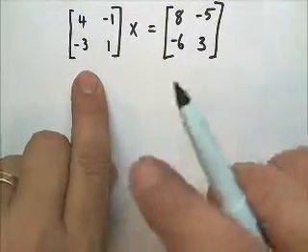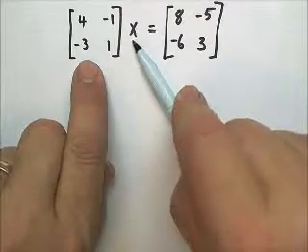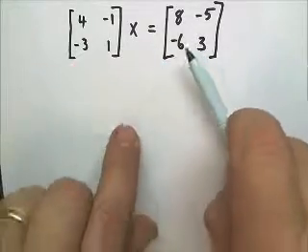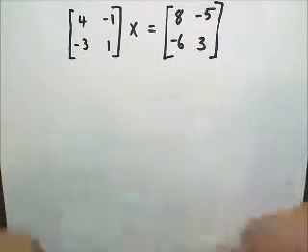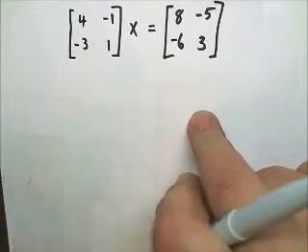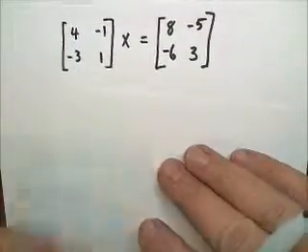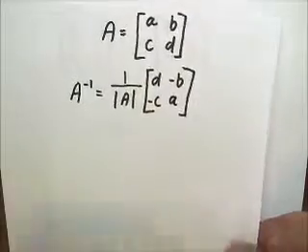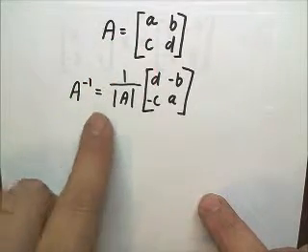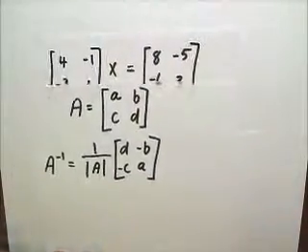So this is the matrix equation that we have. This is the matrix A. This is the matrix we're trying to figure out, X, and this is the other side of the equation, which is also a 2x2 matrix. So we have to find the inverse of this matrix. Now the inverse of a matrix A is equal to 1 over the determinant times this matrix.